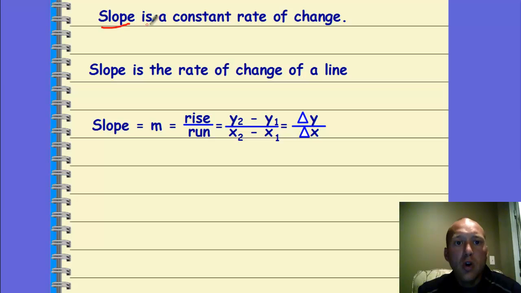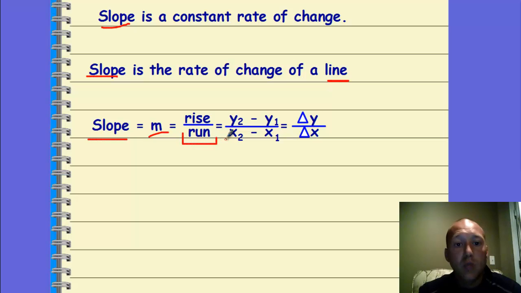So slope is a constant rate of change. So slope is a very specific kind of rate of change. So a slope is a kind of rate of change. A rate of change is not a kind of slope. So slope is the rate of change of a line. So we know when we say slope, it has to be a line. So again, slope, we can use the letter M to note that.